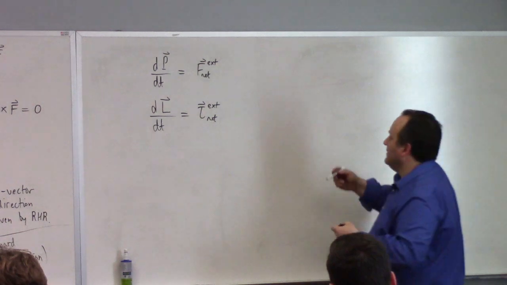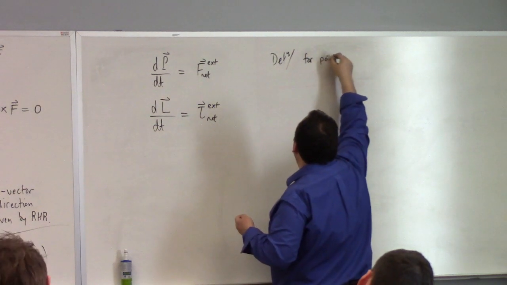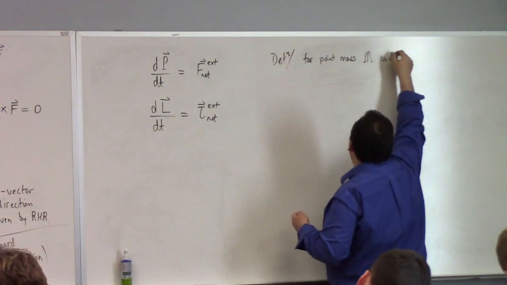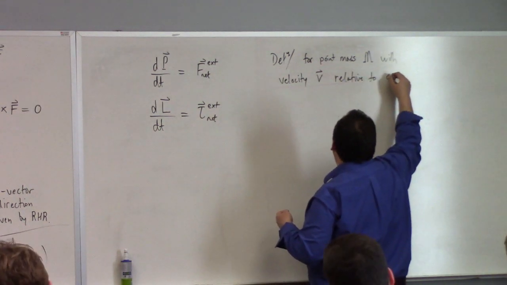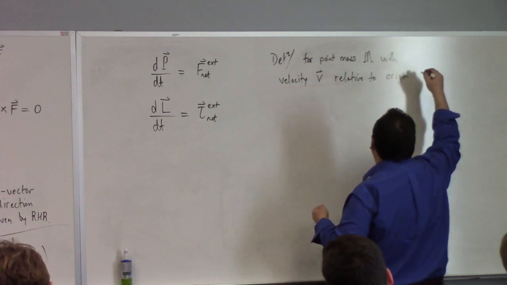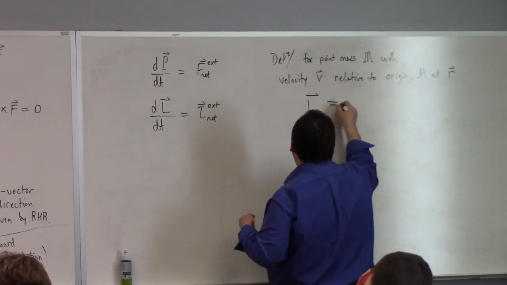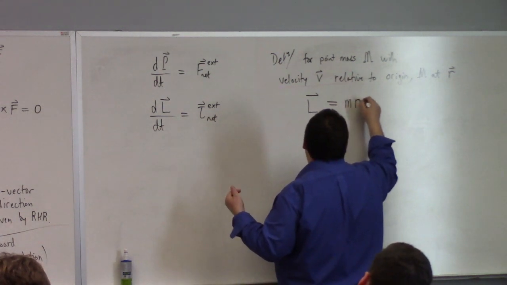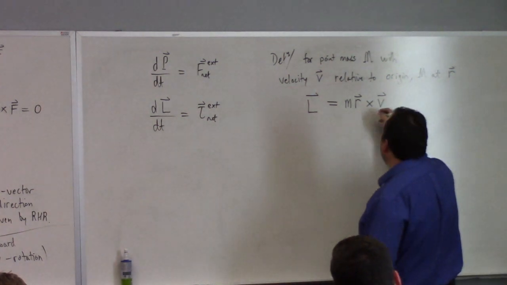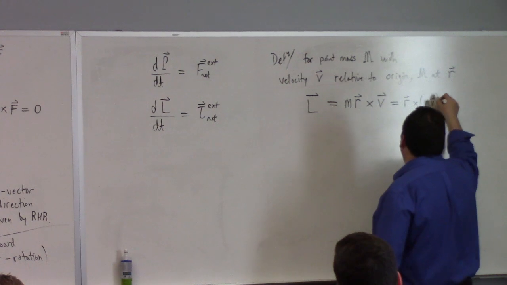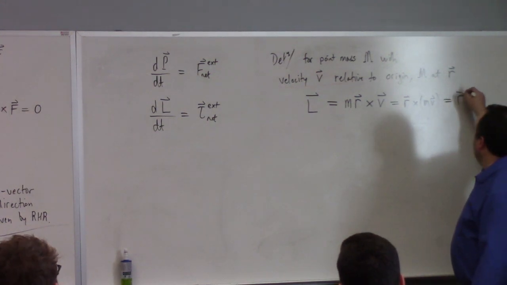So what's the definition of angular momentum? For a point mass M with velocity v relative to the origin, at position r, angular momentum L is defined to be, well, you could go different ways. You could say it's m r cross v. That's one way you could define angular momentum. The other way, you could bring the m inside. See that? What's mv? Momentum, right? So this is also r cross p.